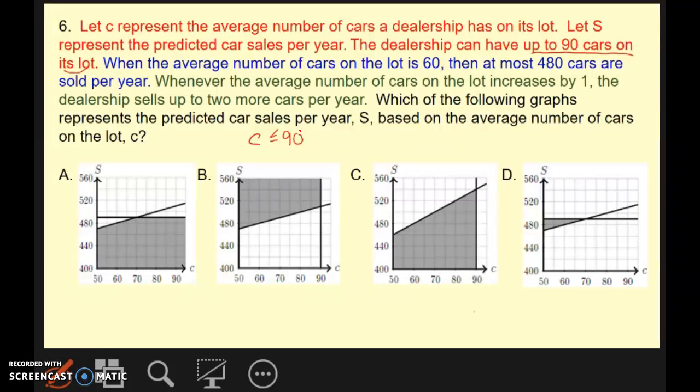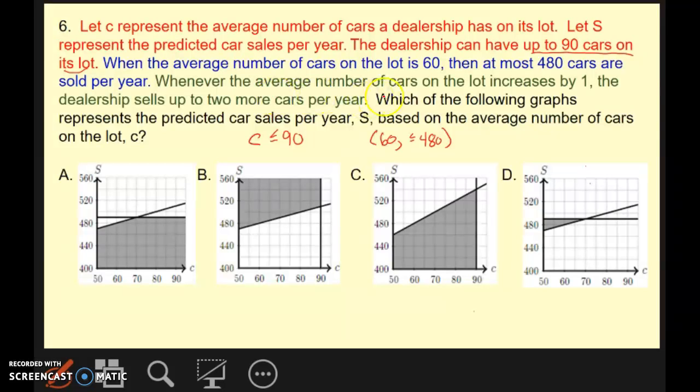In the next part, when the average number of cars on the lot is 60, then at most 480 cars are sold per year. I can try and create a linear inequality for this, but I think it's probably easier if we just start looking at that value. So we're saying that when we have 60 cars in the lot, then we are going to sell, and I'm going to totally break math conventions here, but it's going to be less than or equal to 480. All right. So our input of C is going to produce 480 or less in terms of car sales.